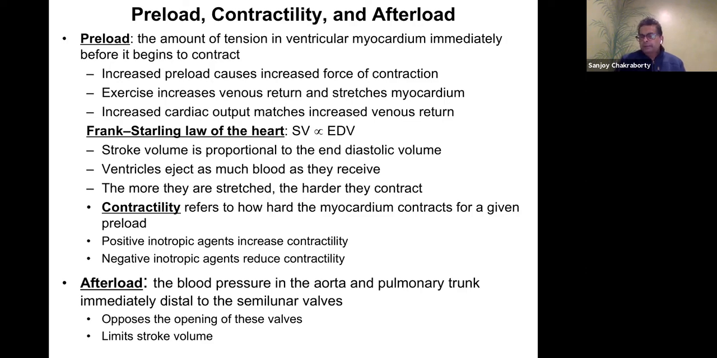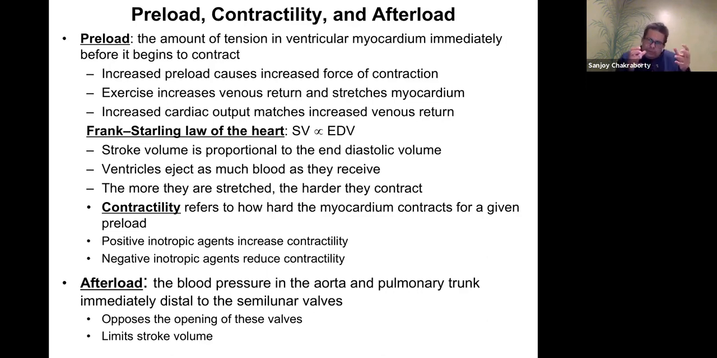And finally, the word afterload. A little bit of understanding is required. Let's give an example first. Let's say I get a huge cut here. If I get a cut here, blood is being lost. So the body does not want to send blood here, because we know it's going to be lost. So what the body does is vasoconstriction.